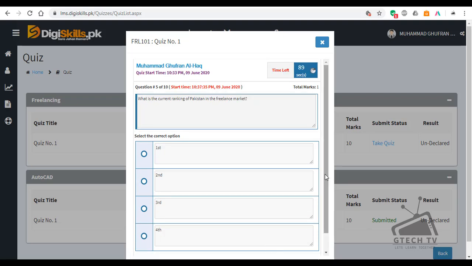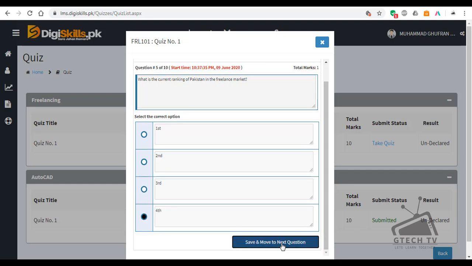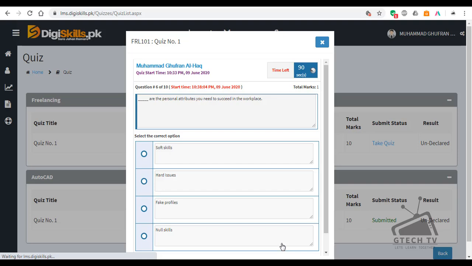What is the current ranking of Pakistan in freelance market? First, second, third, fourth. Pakistan is ranked on 4th number in the world according to freelancing. So move to question number 6.